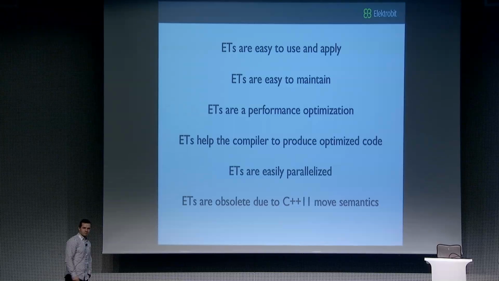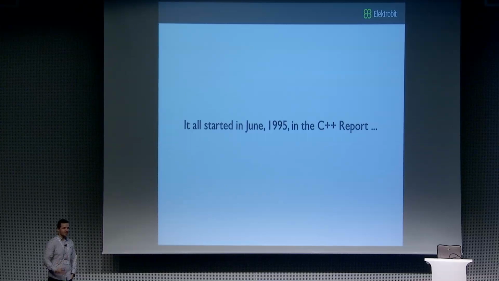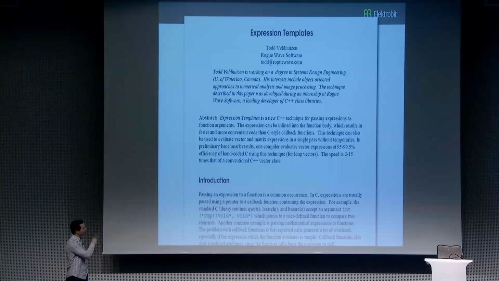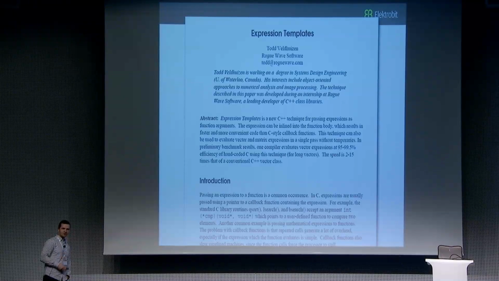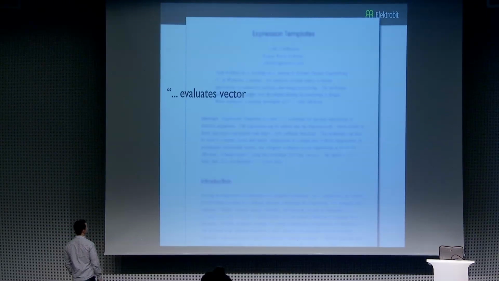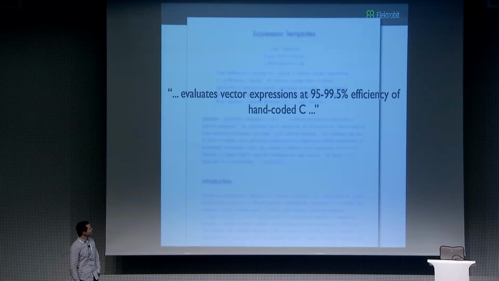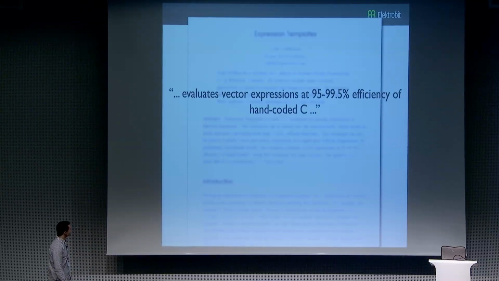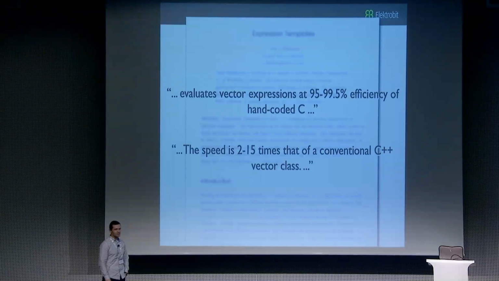So where does this come from? Let's spend a couple of minutes to see where it all started. In fact, it started in 1995 in the C++ Report with a paper by Todd Veldhuizen called Expression Templates. In this paper, he explained the general idea of expression templates, and he gave a couple of summaries. The first, it evaluates vector expressions at 95 to 99.5% efficiency of hand-coded C. This is, I think, even in the abstract of this paper. And also, the speed is 2 to 15 times that of a conventional C++ vector class.